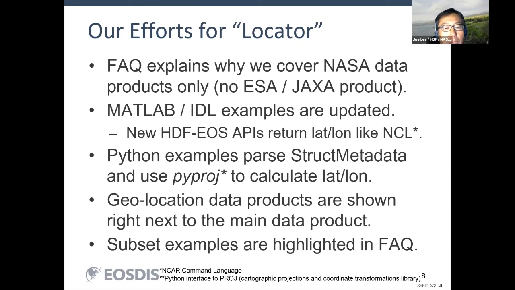Python examples that we have parse the StructMetadata in HDF-EOS. And the StructMetadata has the key geolocation information. And we use the pyproj library to calculate lat-long from that StructMetadata. If a data product points to another data product that has lat-long, then we put them together on our website, so users can easily see which files they should download together for identifying geolocation. Finally, subsetting examples using lat-long boundary or shapefiles are directly available in FAQ pages.